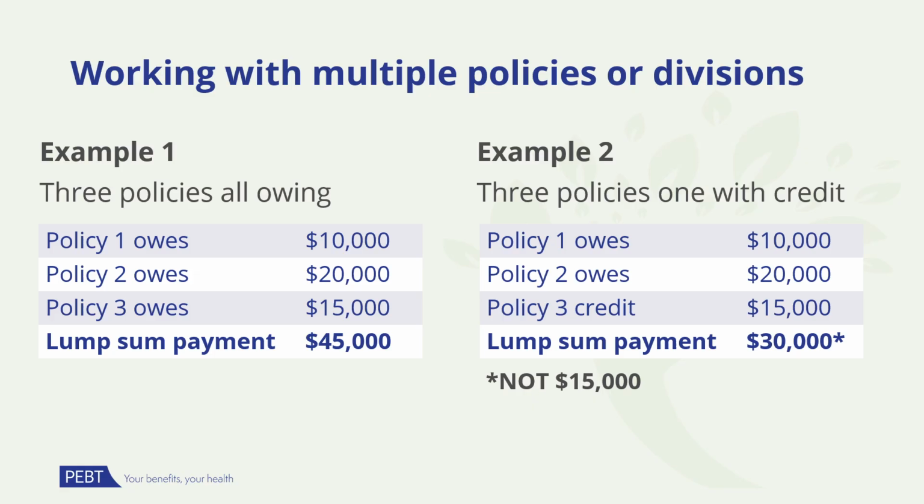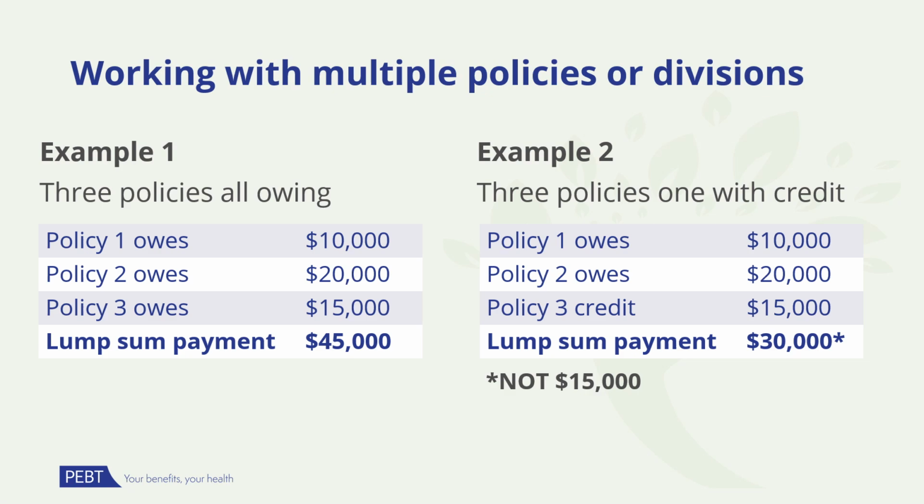For example, in the case where you have 2 balances owing and 1 credit balance, you add the 2 that are owing, but you do not subtract a credit. The credit will be carried forward on the invoice for the specific policy until it is used up. You will pay the balances owing in full for the policies and divisions that have a balance owing, and you will pay 0 for those with a credit.